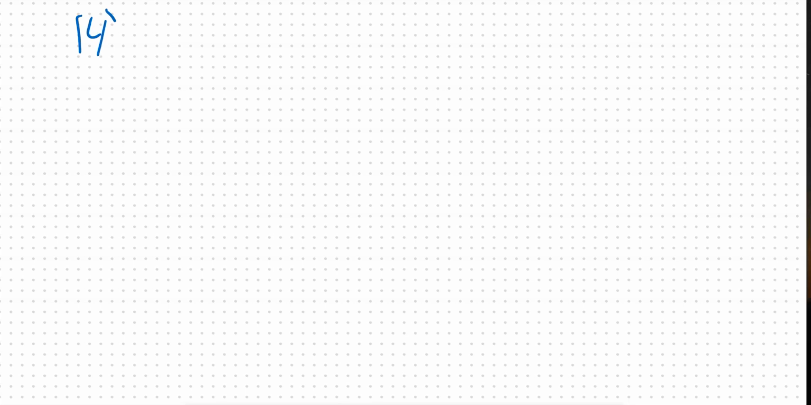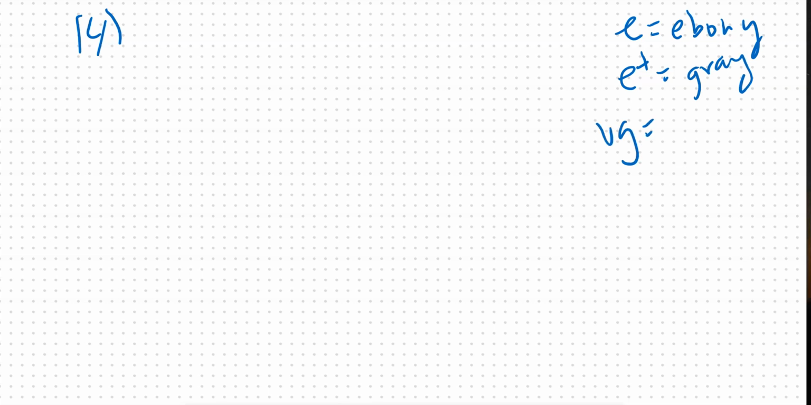Okay, so 14. Back to fruit flies. So remember, they have that weird nomenclature. So the fruit flies here, we have little e is ebony, E plus is gray, VG is vestigial, which means they have tiny wings. You can look it up if you want to see what those fruit flies look like, but they have basically useless wings. And then VG plus is normal.